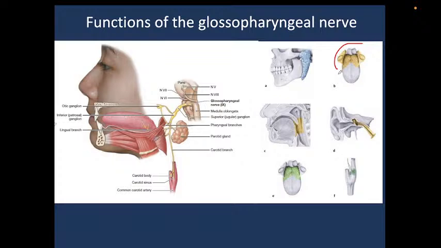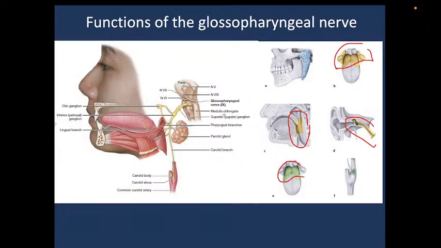The glossopharyngeal nerve is responsible for sensory information from the pharynx and auditory tube. Here you see the auditory tube. The mucosa of the pharynx and auditory tube are innervated by this nerve. It also provides taste sensation from the posterior third of the tongue, as well as the common sensation of the posterior third of the tongue.